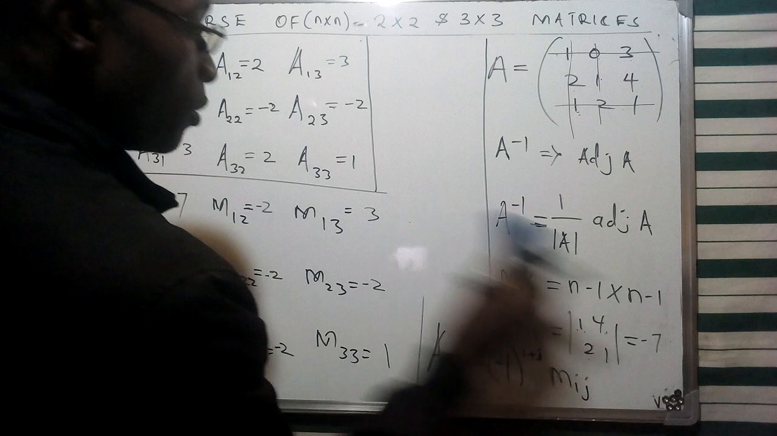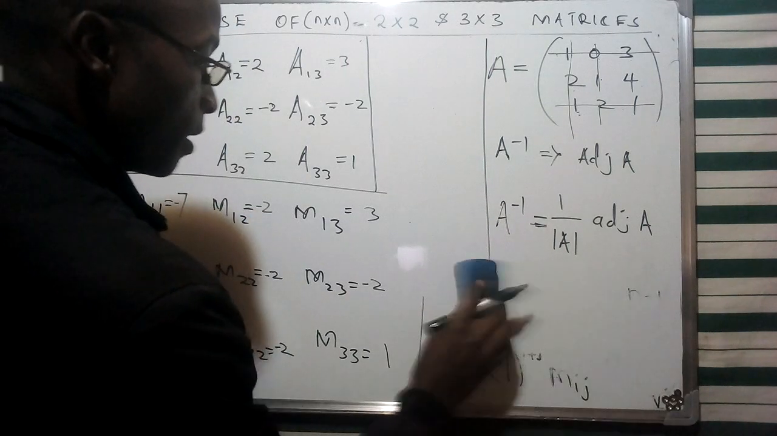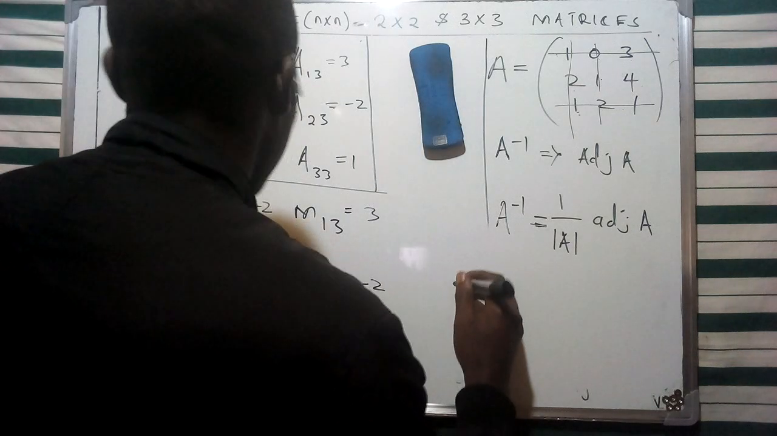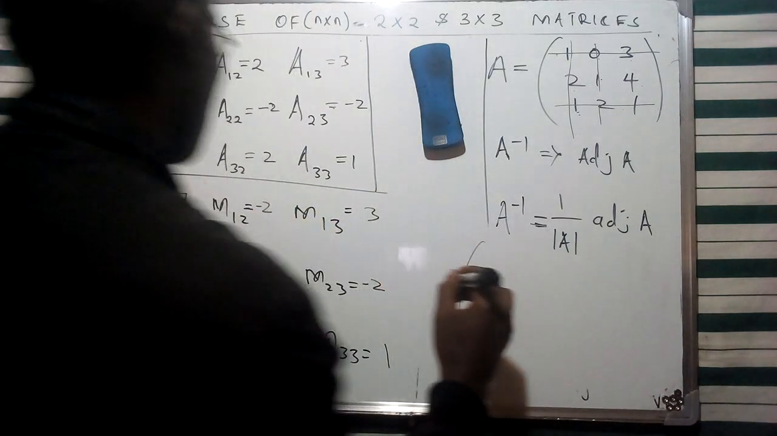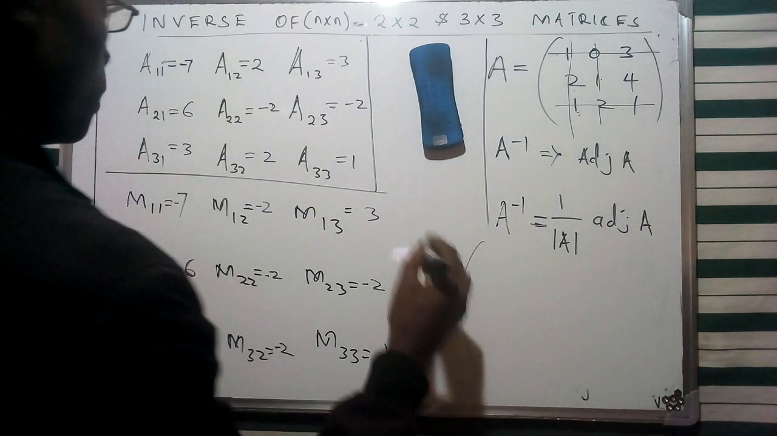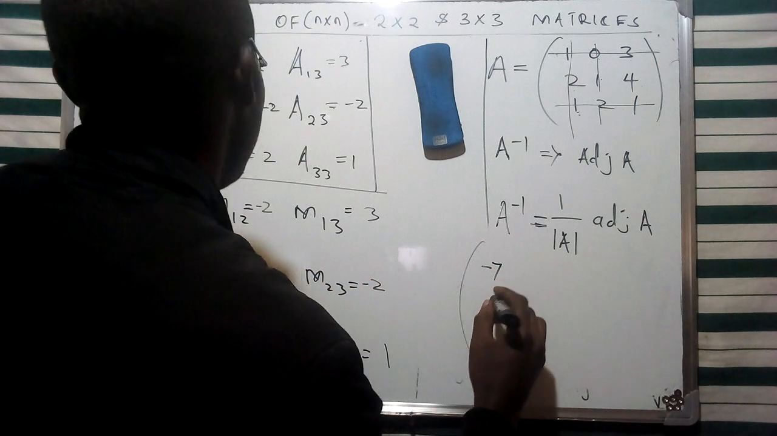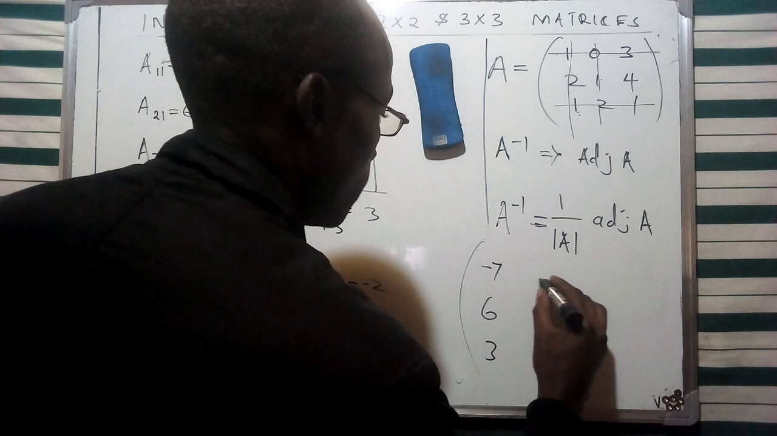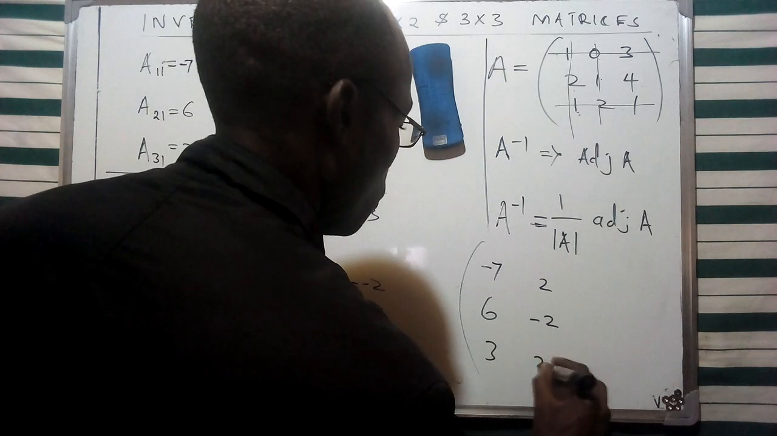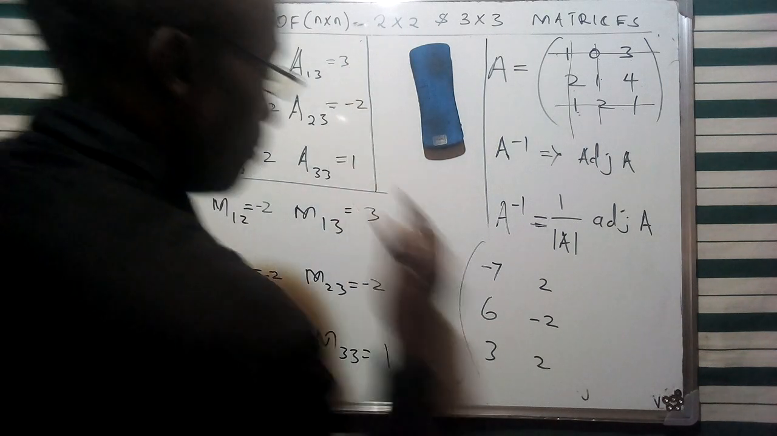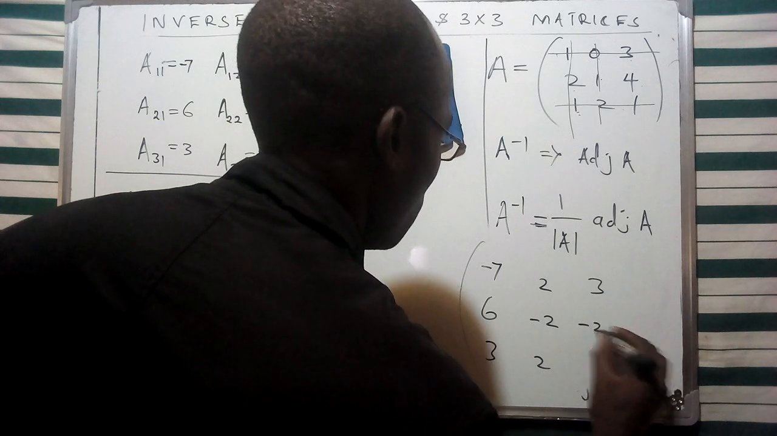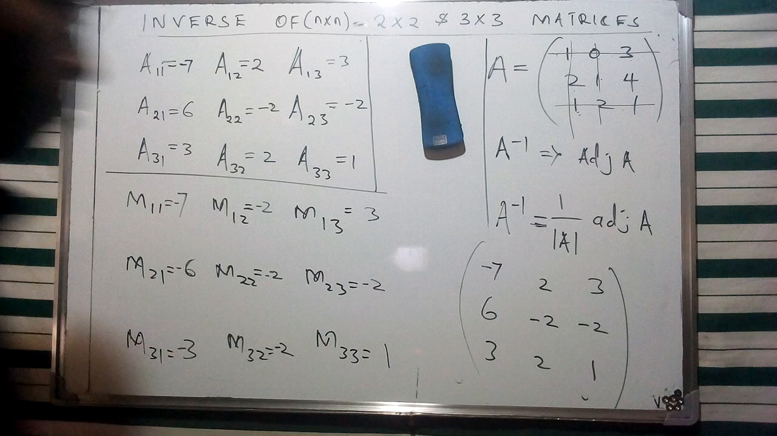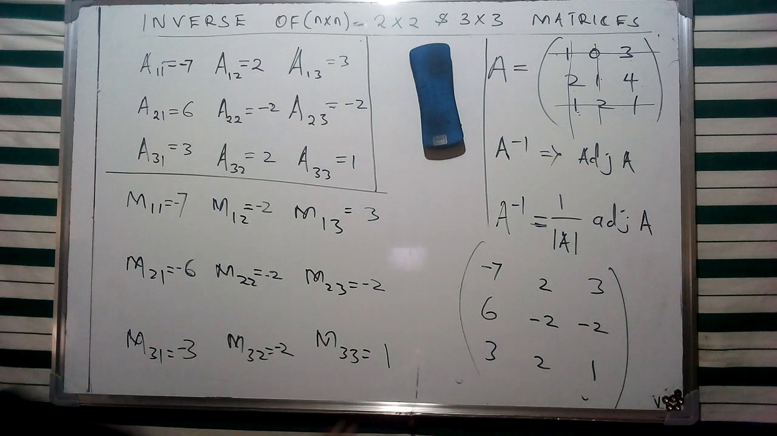Therefore I'm going to do away with this section since I've explained its implication, whereby we're going to see that the matrix of the cofactors is going to be represented as follows. We're going to have 7 as our first element for the first column, 6, 3, and then we're going to have 2, negative 2, 2, and then we're going to have 3, negative 2, 1, negative 2, 1 to form the elements for the matrix of the cofactors in that specific order.